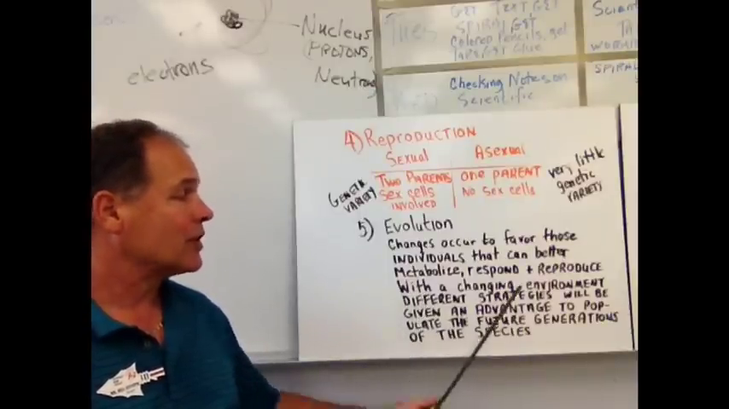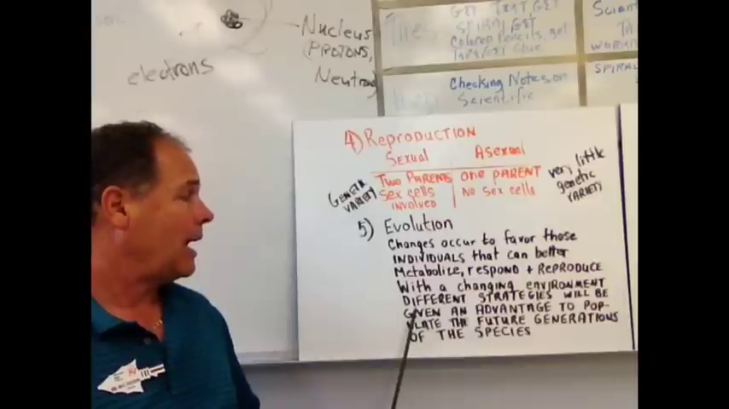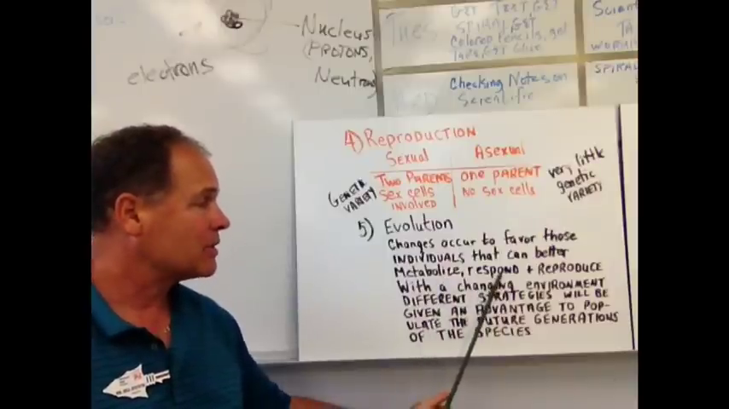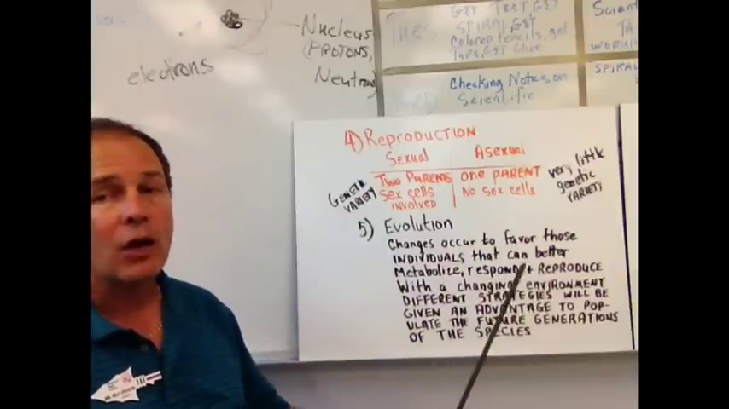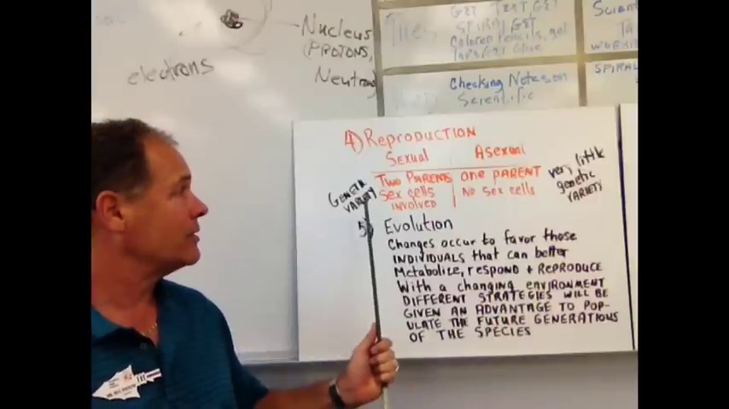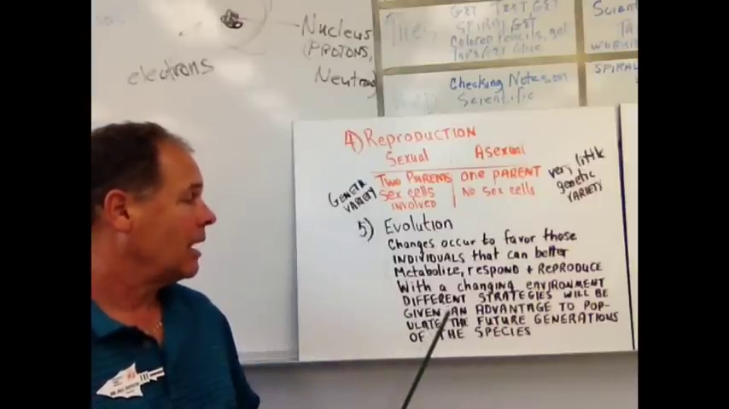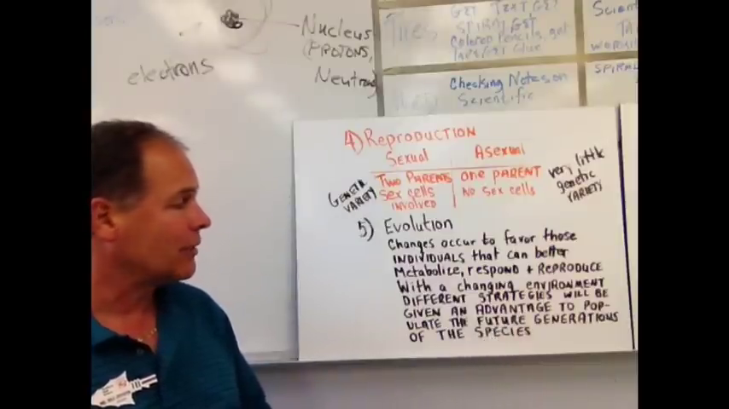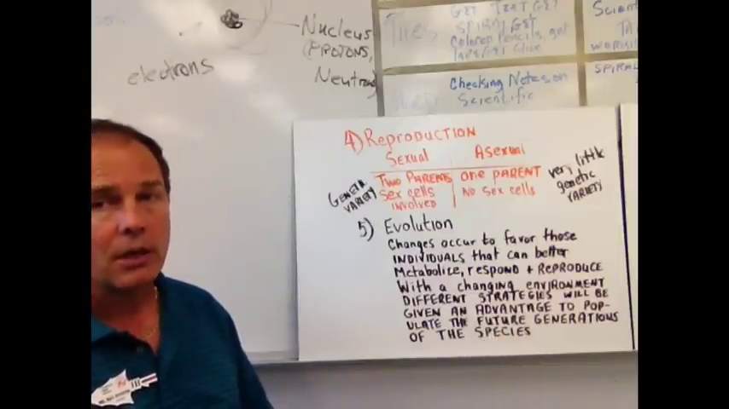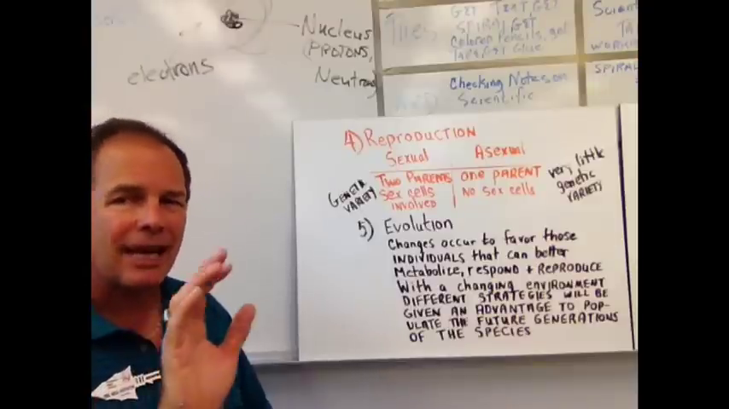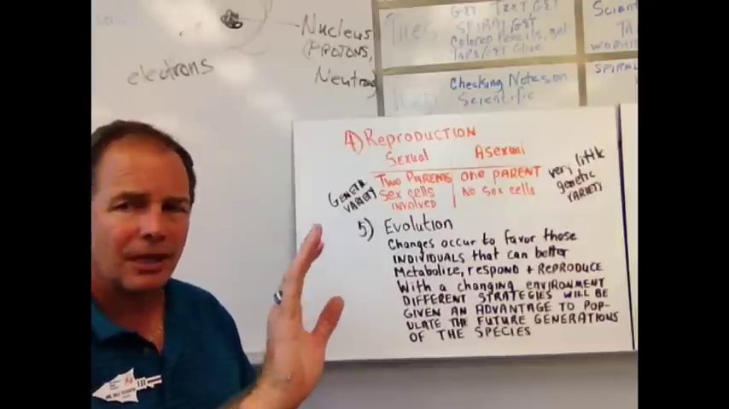So we do know we have a changing environment. And different strategies for this metabolize, respond, and reproduce will be incorporated because of the different genetic varieties. And some individuals will have an advantage to populate the future generations of the species. So over time, species change, and the environment's kind of pushing them.